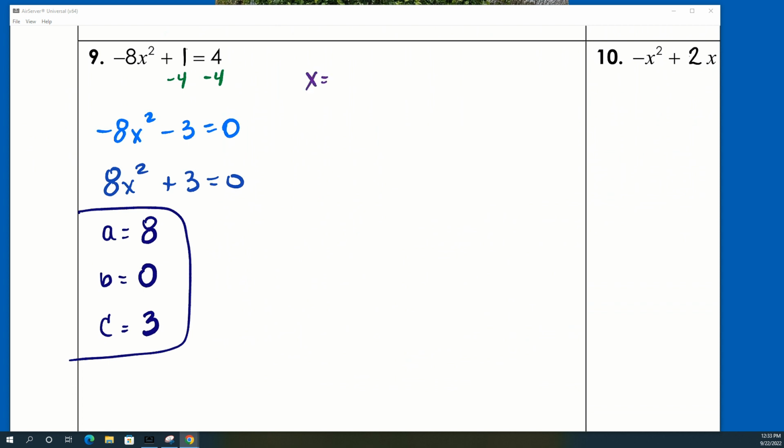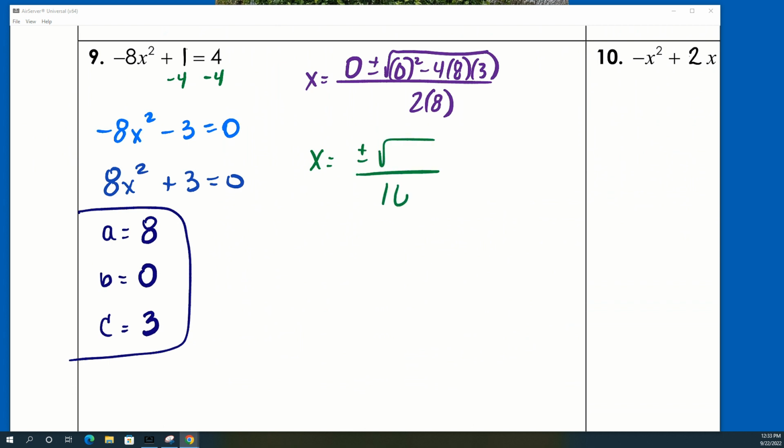Okay, so x equals the opposite of b. The opposite of 0 is still 0. 0 doesn't have a sign, positive or negative, it's neutral. Plus or minus the square root of b squared minus 4ac divided by 2a. Right. Now I don't have to keep writing that 0, so this is just going to be plus or minus. And then 0 squared minus 4 times 8 times 3 is negative 96.